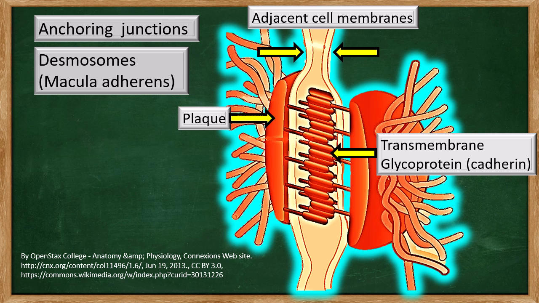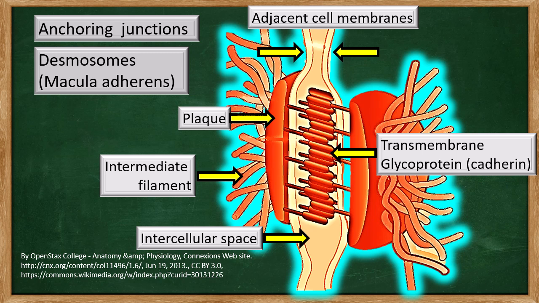And of course, because we are describing the example of skin, there are filamentous proteins attached to the cytoplasmic aspect of the plaque. They are usually intermediate filaments, the best example being keratin. And of course, that's the intercellular space. Now you see, we identify the intermediate filaments, namely the keratin in this particular case.